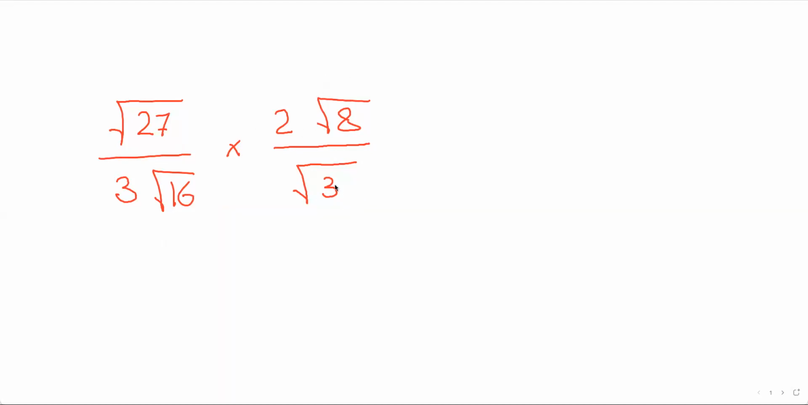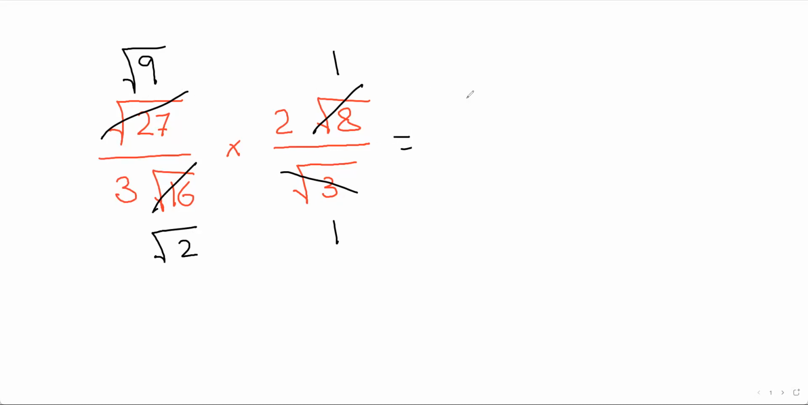Here, I see that I could start reducing right here. So root 3 goes into itself once. You're basically dividing this by root 3, and you divide this by root 3 as well. Square root of 27 divided by square root of 3, you get square root of 9. And this way, I'm going to see if I could reduce. Yes, root 8 goes into itself once. It goes into root 16, square root of 2 times.